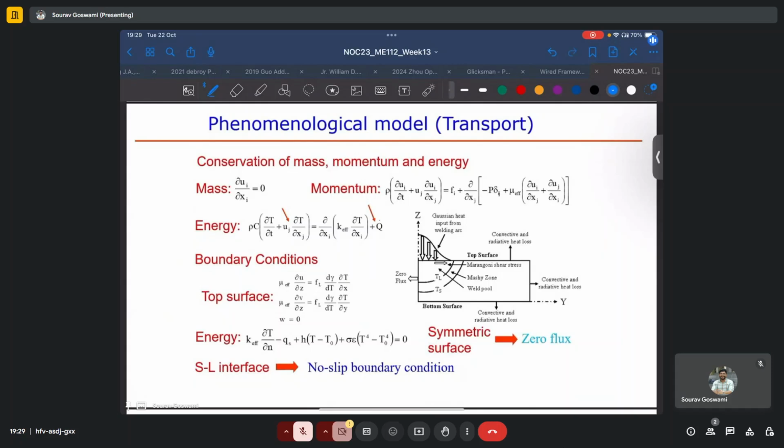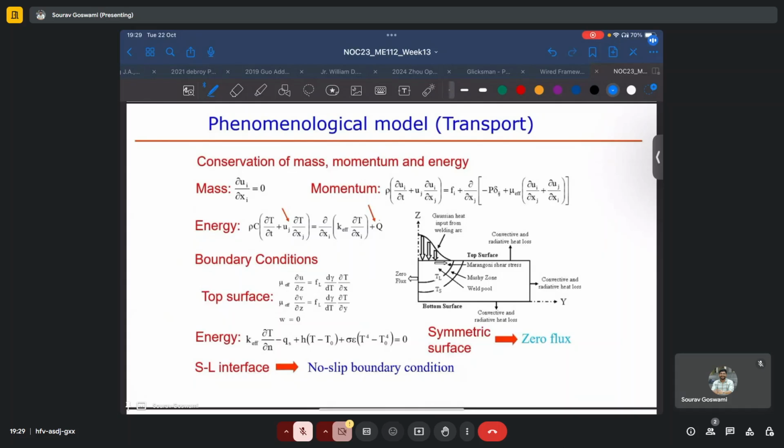The energy equation is also modified. Now it has some additional terms. So rho c whole dou t plus uj dou t dou xj equals dou xi k effective times dou t dou xi plus q dot. The boundary conditions will also be modified. So they are different for the top surface. For the sides, it can be k effective dou t dou n minus qs plus h t minus t naught plus sigma epsilon t to the power 4 minus t naught to the power 4 equal to 0. At the solid liquid interface, we must impose a no slip boundary condition.